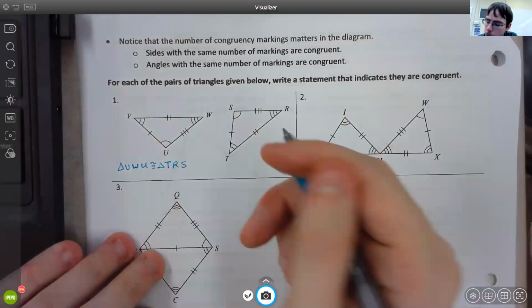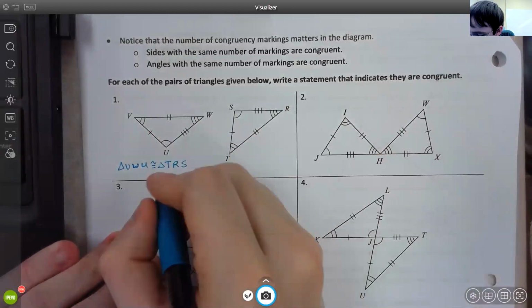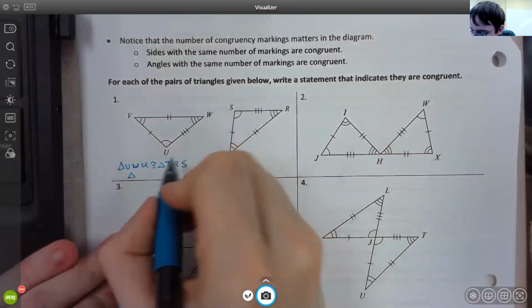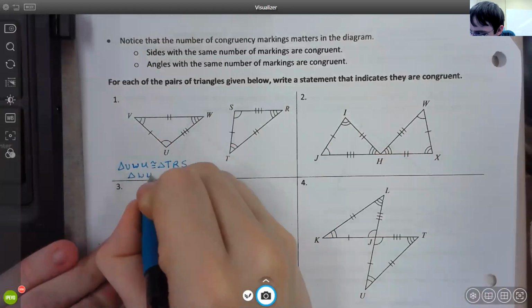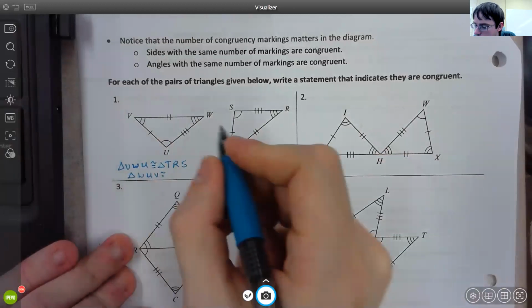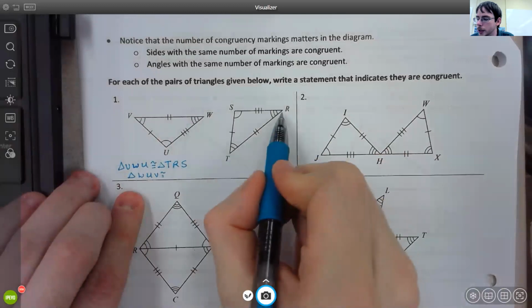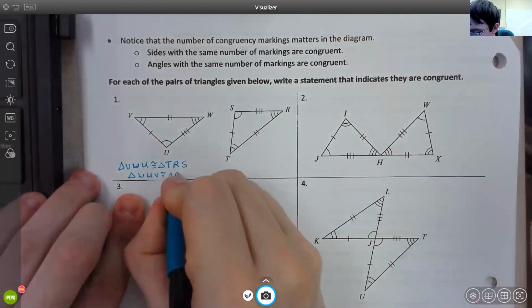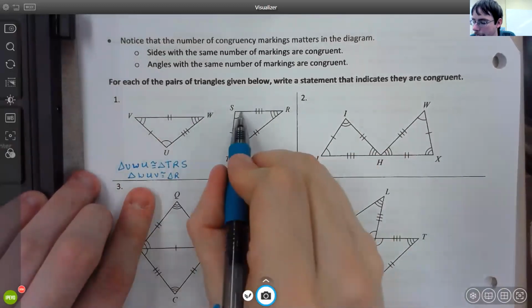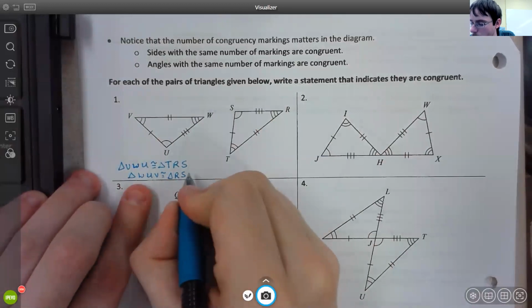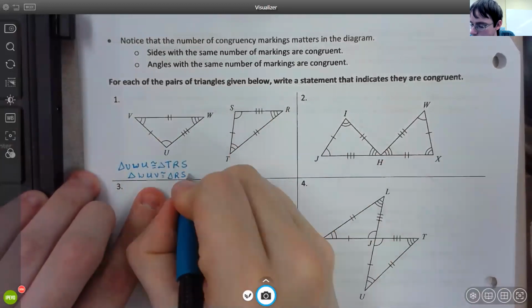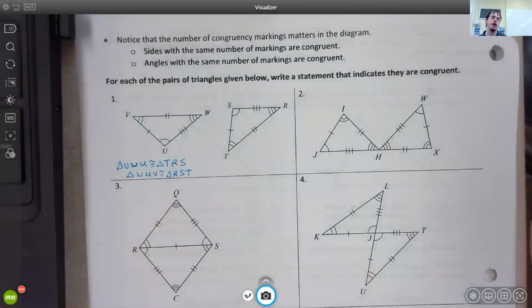Now let's say, for example, that I wanted to write it as triangle WUV. Well, we do the same process. W has 3, R has 3. U has 1, S has 1. V has 2, T has 2. And that's just 2 of the possible congruent statements there, just going based on our diagram markings.